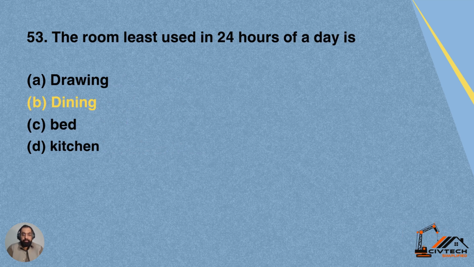Then we have question 53. Which room is least used, I mean the minimum use, in 24 hours of the day in a house? A, drawing room; B, dining room; C, bedroom; D, kitchen. The dining room will be used only during dining time, maybe during breakfast, lunch and dinner. Other than these specific timings, there is no use of the dining room. So the dining room is the area which will be least used in a house, and option B is correct.